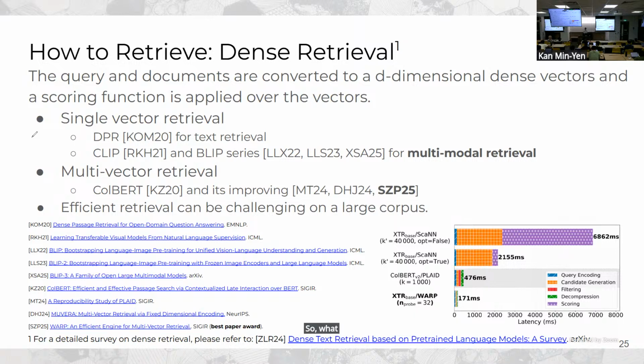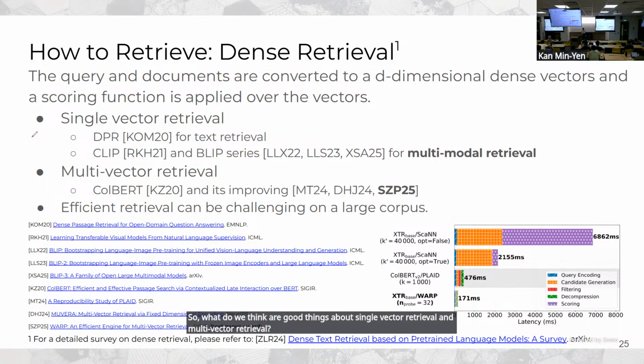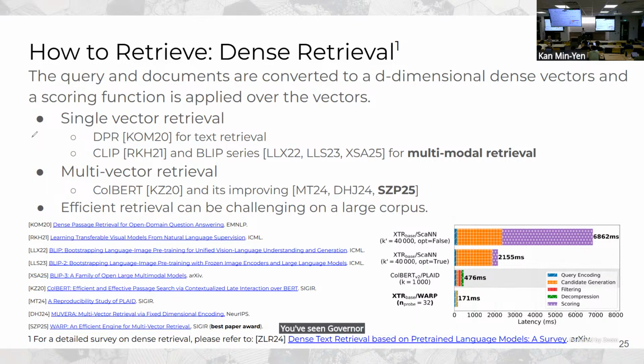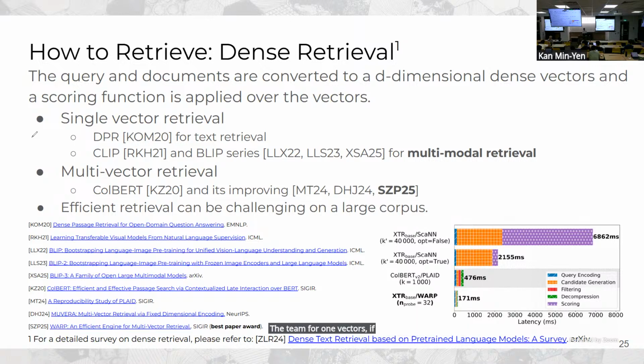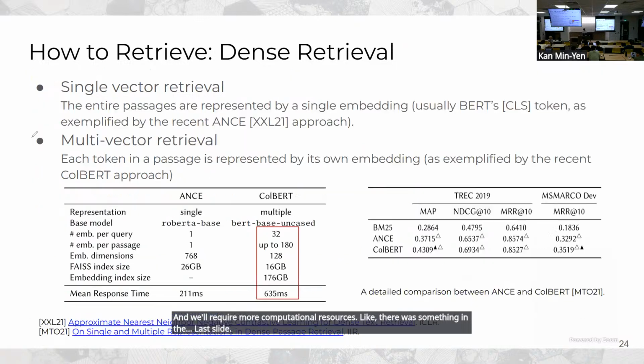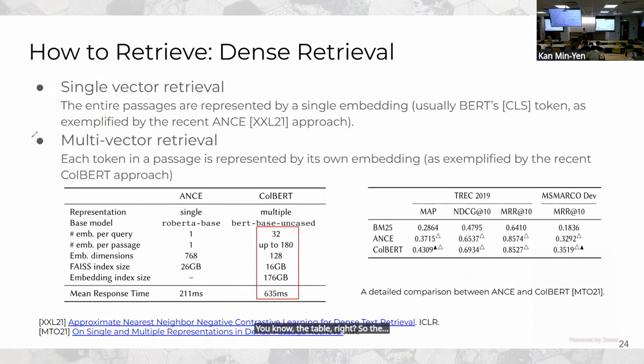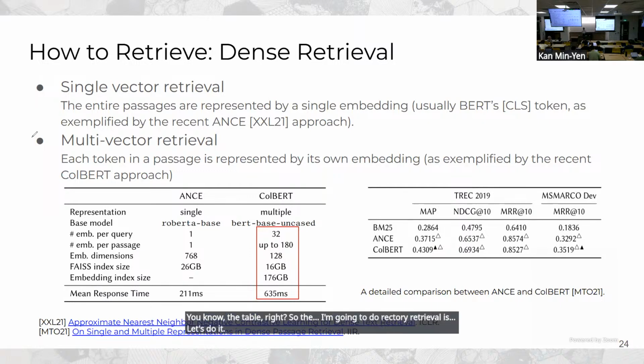So what do we think are good things about single vector retrieval and multi-vector retrieval? Single vector retrieval is much faster. Why? Because you just have to calculate the thing for one vector. So if I have a huge paragraph, I have to do the math for each and every vector, each and every token, which is going to be very time consuming and will require more computational resources. Like there was something in the last slide, there was a table, right? So the multi-vector retrieval is about 3x slower than the single vector.